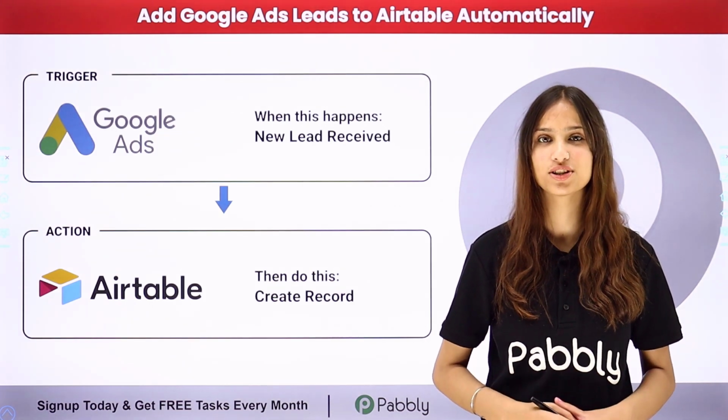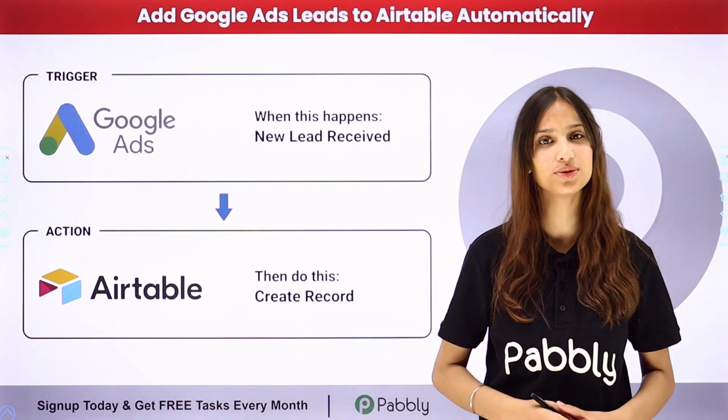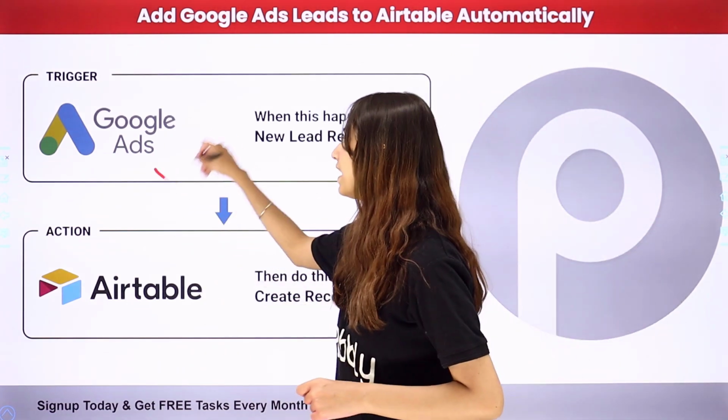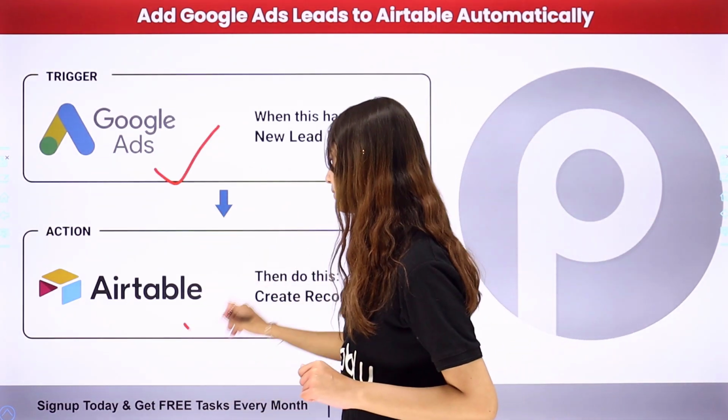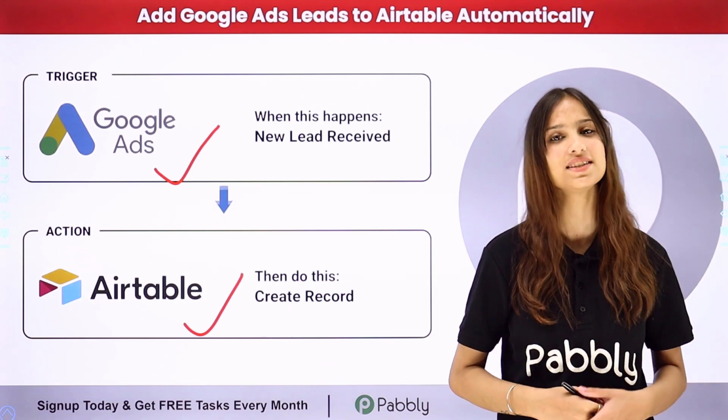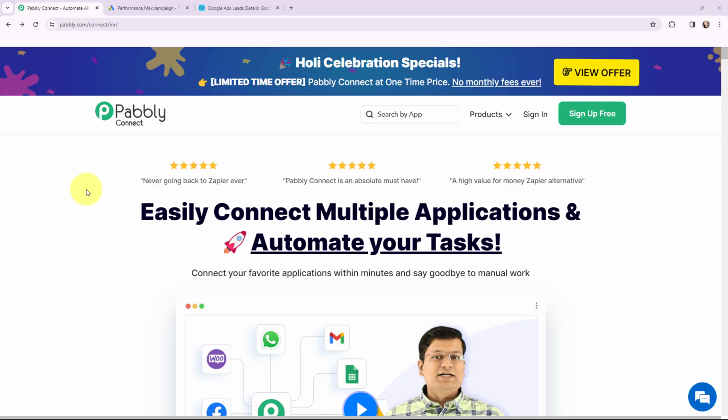So Pabbly Connect follows the concept of trigger and action. So here to do this, my trigger application will be Google Ads and my action application will be Airtable. So if you want to learn more about this, follow me through the screen. In this video, we will understand how to create Airtable records for new Google Ads leads.